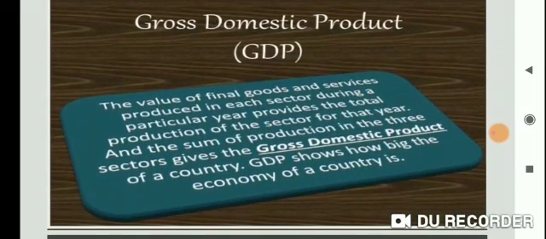See, I have already discussed this part, students, GDP. What is GDP? The value of final goods and services produced in each sector during a year provides the total production of the country for that year. And the sum of production in the three sectors gives the GDP of the country.